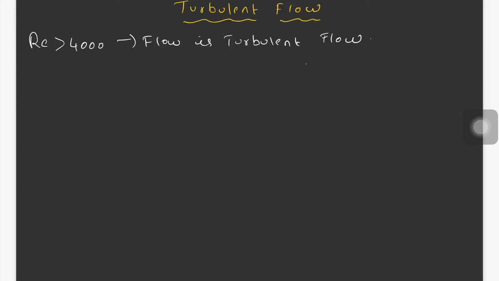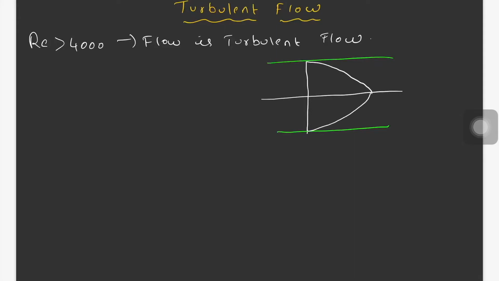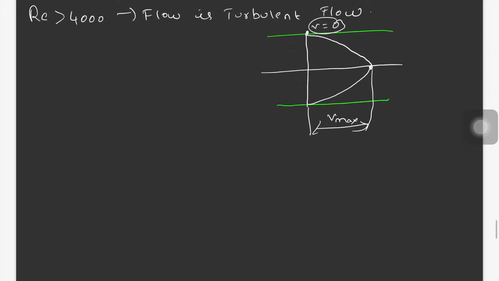In laminar flow, we saw that this is the center of the pipe and these are the walls of the pipe. Then the profile of velocity is something like this. Here this is the value of V maximum, and V equals 0 on both sides at the pipe wall. Now when you come to turbulent flow, this is not quite so.